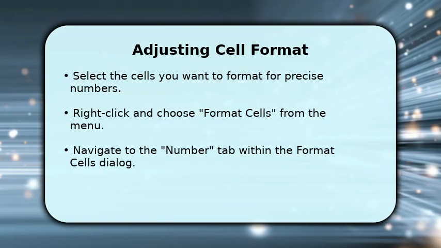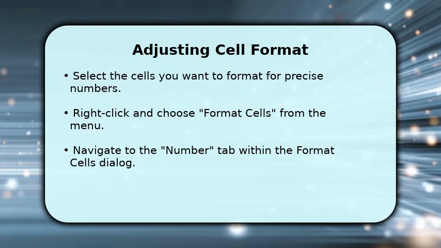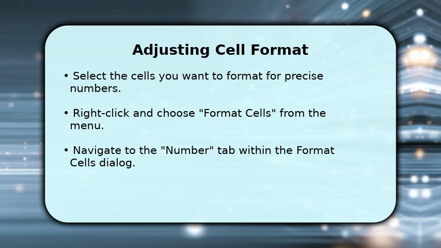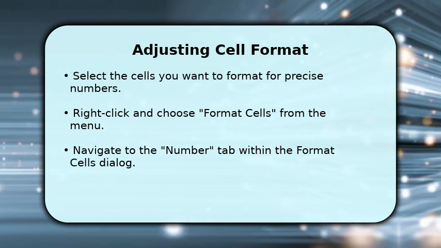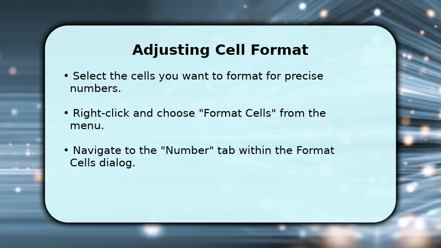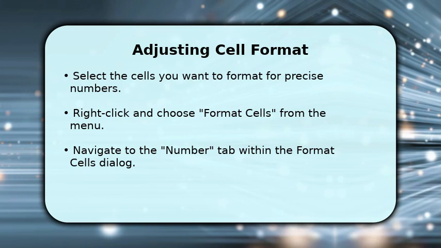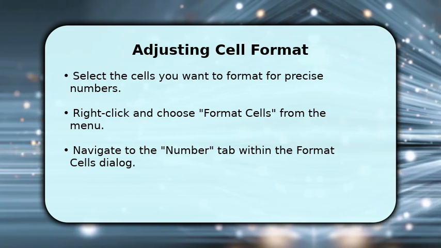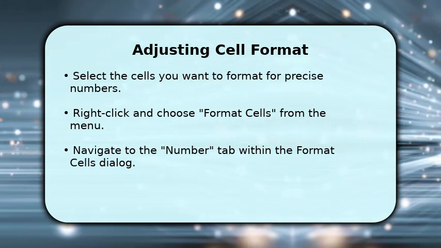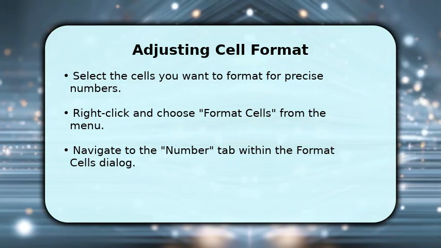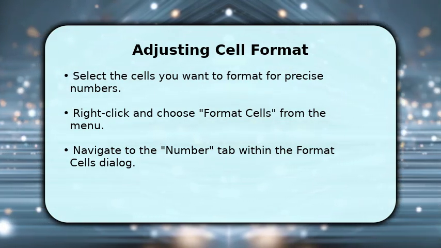To begin, select the specific cells or range of cells where you want to prevent rounding. Once selected, right-click on any of the highlighted cells. A context menu will appear. From this menu, choose the Format Cells option. This action will open a new dialog box, which is your gateway to customizing how your numbers are displayed in Excel. It's a crucial first step.